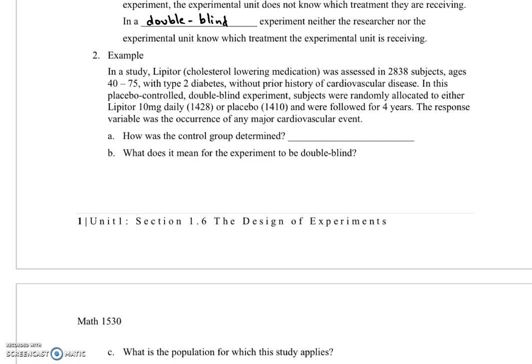So how was the control group determined? Well, this is where we have to have close and good reading skills. It said that the study is placebo controlled. So we know the control group was determined by placebo.